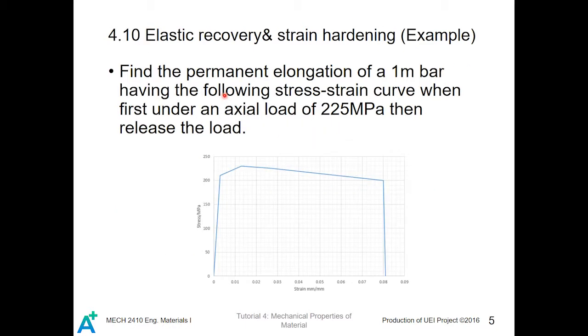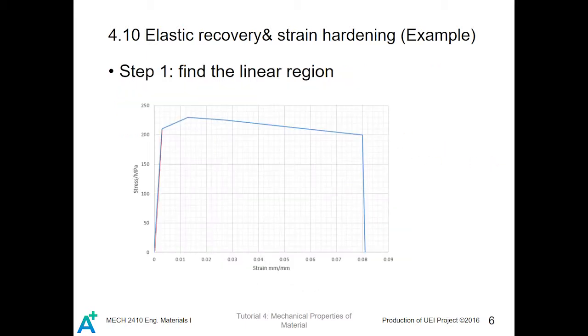Find the permanent elongation of a 1 meter bar having the following stress strain curve when first under an axial load of 225 MPa, then release the load. First thing you need to find is the linear region, which is marked by the red line.